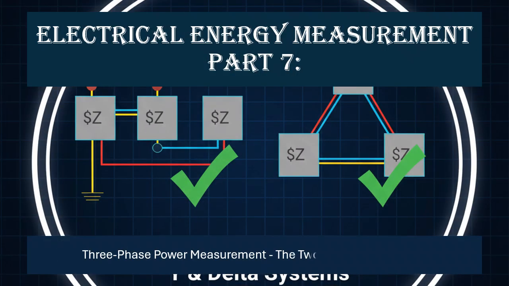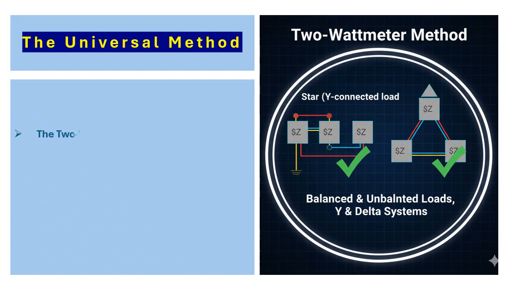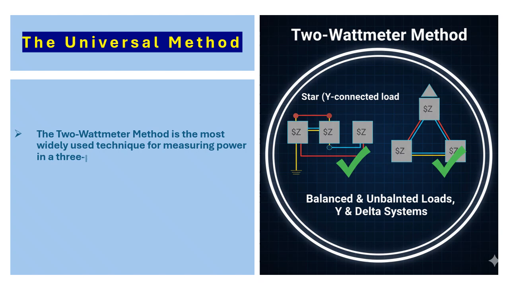Electrical Energy Measurement, Part 7. Three-phase power measurement: the two-wattmeter method. The universal method. The two-wattmeter method is the most widely used technique for measuring power in a three-phase system.